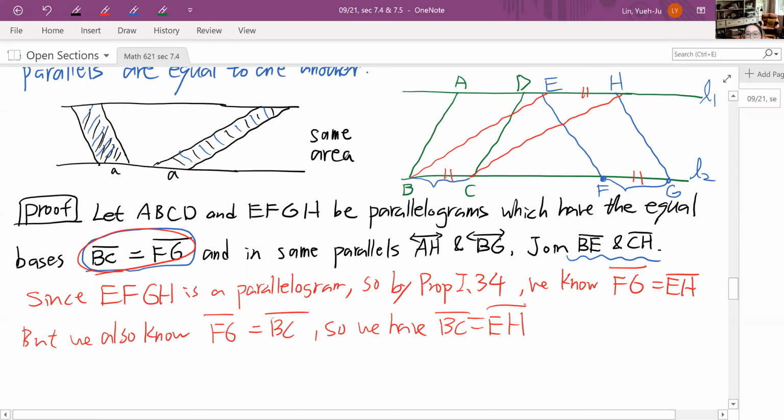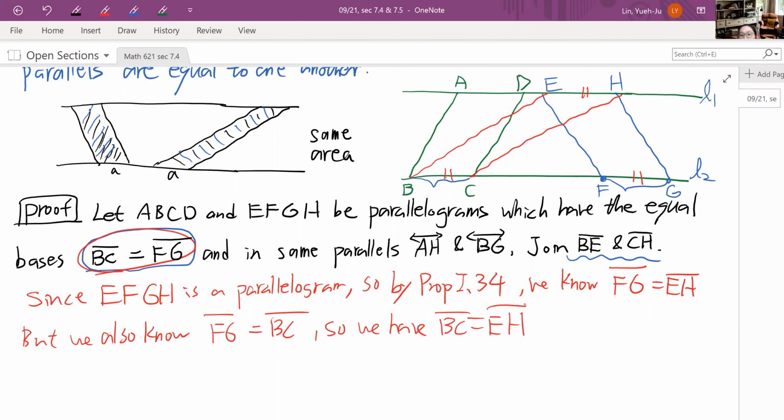Why do I want to prove this? Look at the picture, at the shape BCHE. We only know at the beginning that EH is parallel to BC. But we don't know whether the two red lines, BE and CH, are parallel or not. So I cannot directly say that BCHE is a parallelogram. I don't know yet. That's what I want to prove: that this intermediate shape is actually a parallelogram.